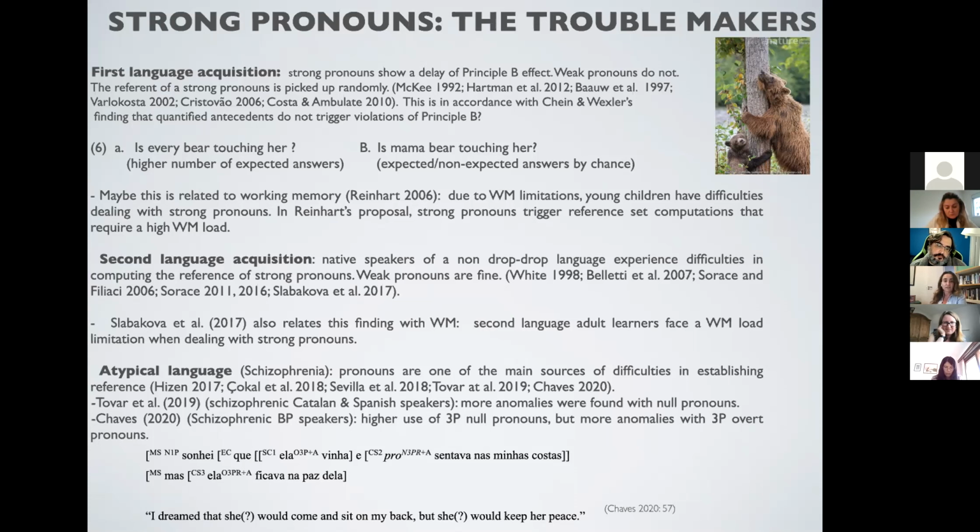Atypical language, for example in schizophrenia, has shown that pronouns are one of the main sources of difficulties in establishing reference. This is work by Hinzen and his collaborators, and work of a student of mine, Chaves. Tovar et al., for example, showed that with schizophrenic speakers of Catalan and Spanish, more anomalies were found with null pronouns. But notice that here, two things have to be said.